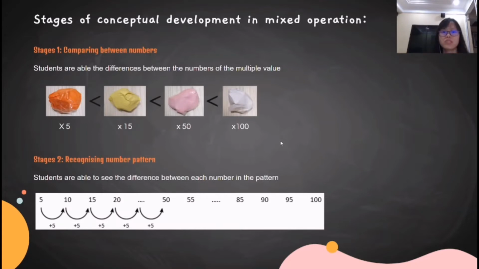Students are able to see the difference between each number in the pattern. So for 5, 15, 50, 100, they know 5 to become 10 is plus 5. So 5 to become 15, they will experience 2 times of plus 5, and so on. So by this step, students will know how they can multiply a number by adding how many times of 5.